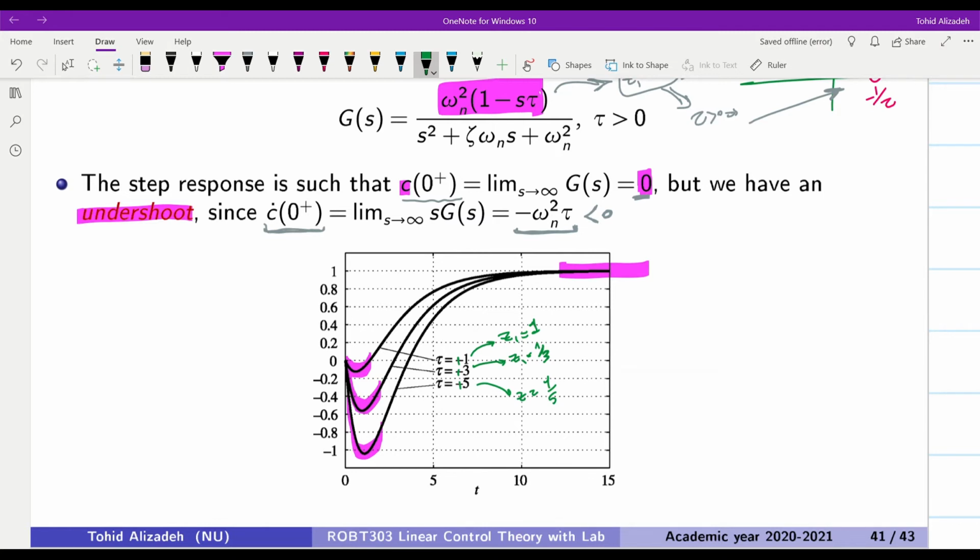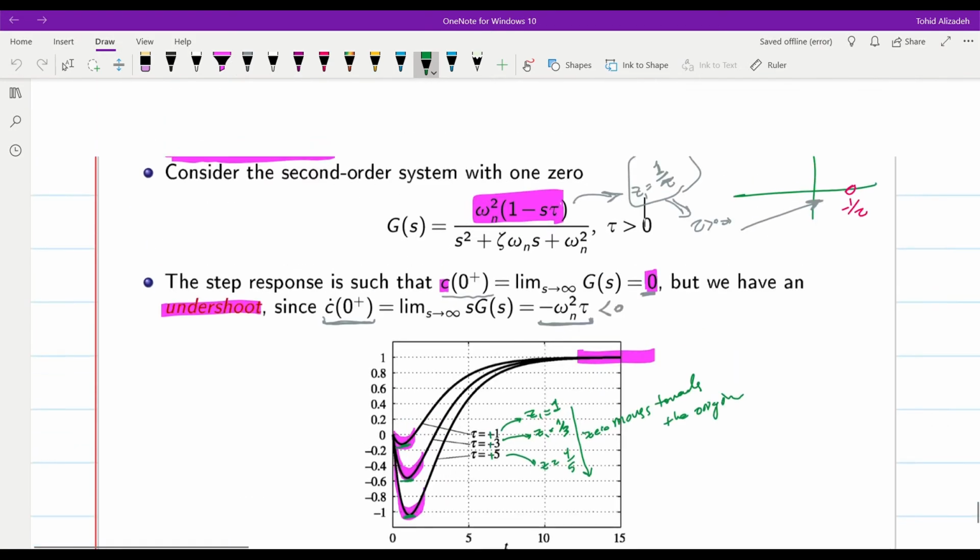and you can see that as the 0 moves towards the origin, in these three cases, its effect becomes bigger and bigger. So the amplitude of the undershoot becomes bigger and bigger. If the 0 moves towards plus infinity in this case, its effect will become smaller and smaller.